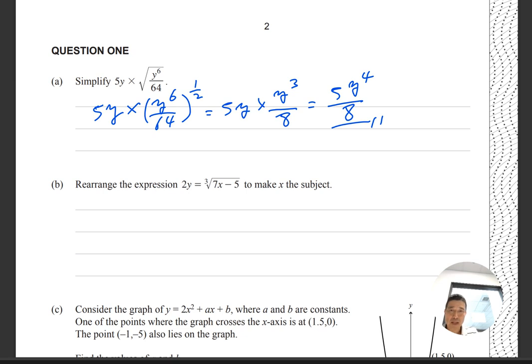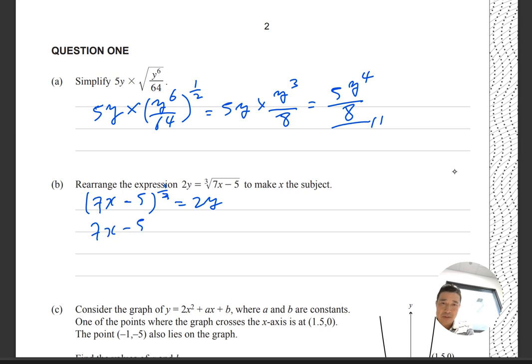All right. Question B. Rearrange the expression this to make x the subject. So step 1, you switch it. So that part, right-hand side should be left-hand side. And at the same time, I'm going to say 7x minus 5 to the power of 1/3. So this is index form, isn't it? A equals 2y. So 7x minus 5 should be, well, what do you do to get rid of the power of 1/3? To the power of 3 on both sides. So that makes this 2y cubed, which is 8y cubed, right?